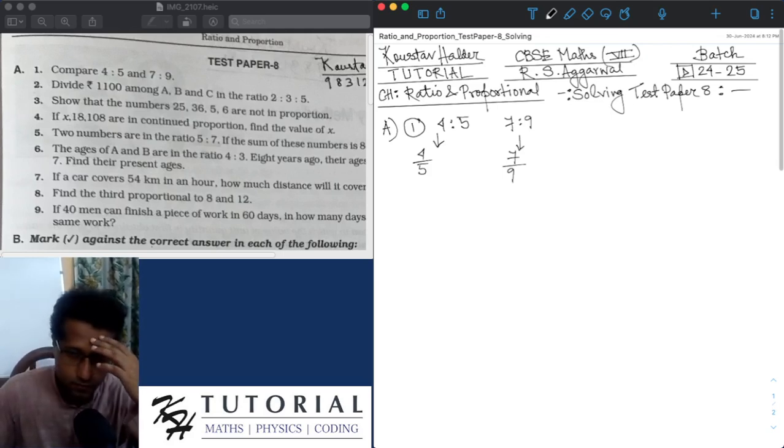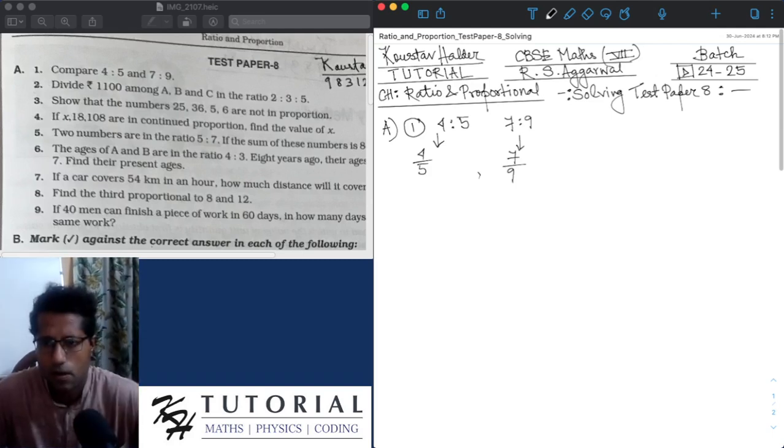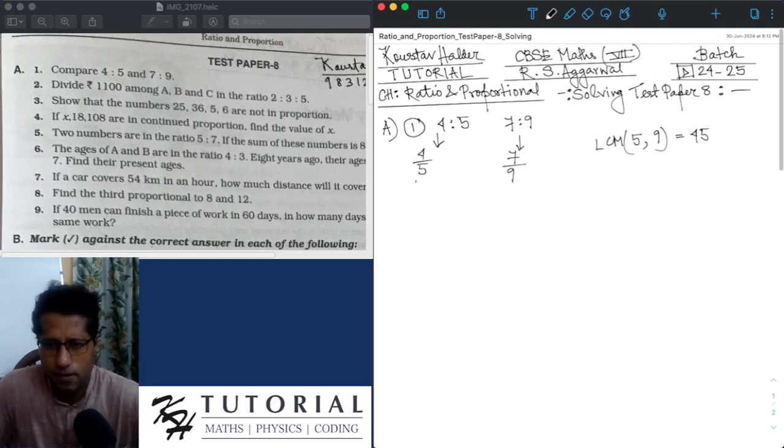We see the denominators are different, 5 and 9, so we have to convert them to equivalent fractions so that the denominator is the same, and the same denominator will be the LCM of 5 and 9, which is 45. So then the equivalent fractions become 4/5. If we have to make the denominator 45, we have to multiply both the numerator and the denominator by 9. So this becomes 36/45.